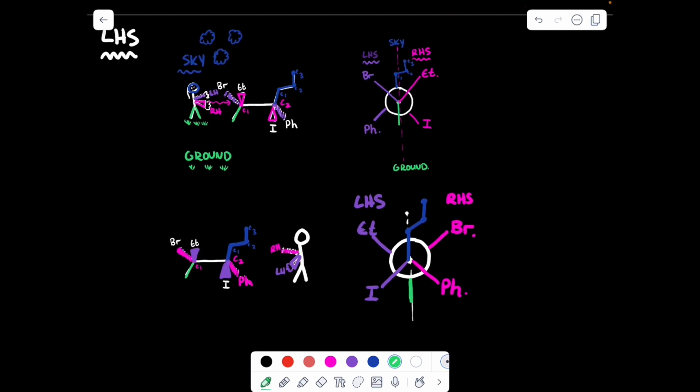We can see that everything in the beginning, when I start from the left-hand side, that was on the left-hand side, the bromine and the ethyl group, are now going to be on the opposite side. So now the bromine is on the right-hand side, and the ethyl group. Then we can also see that the phenyl, which was on the left-hand side, is now on the right-hand side. So what was in the back switches to the front. What was in the front switches to the back. And then what was on the left-hand side switches to the right-hand side. What was on the right-hand side switches to the left-hand side.